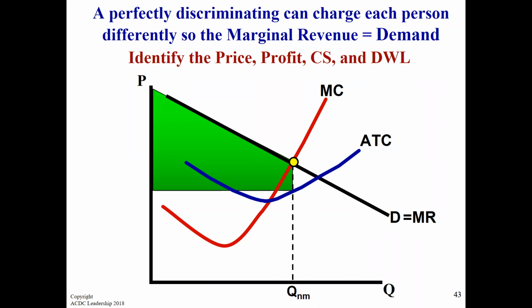All right, the key is just to remember demand, MR falls into demand, to find the quantity, MC equals it. Now, that is not the price, right? Because everyone's paying a different price. There is no actual price. That would be like the average price. I'm not even sure you could say that.